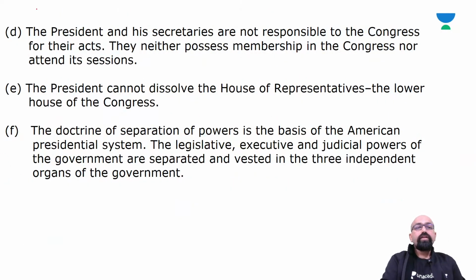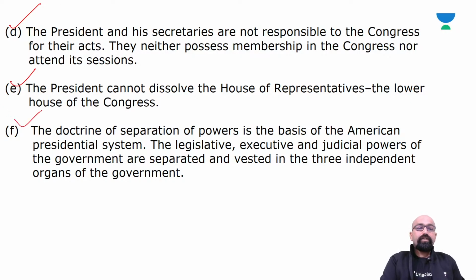Yes. Now, in the presidential government system, the president and his secretaries are not responsible to the Congress for their acts. They neither possess membership in the Congress nor attend its sessions. The president cannot dissolve the House of Representatives, the lower house of the Congress. These are the features of presidential type of government, presidential government system.